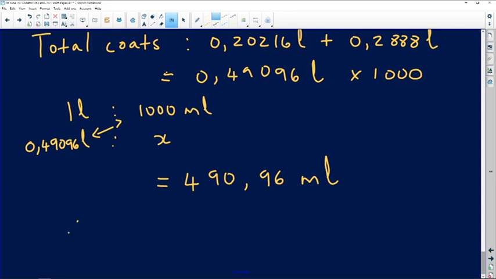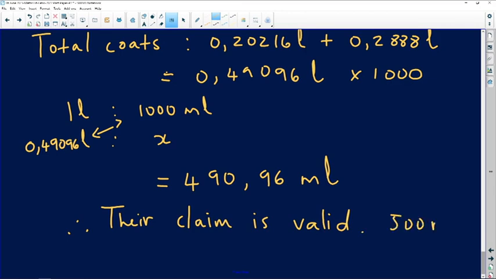Therefore, this person is correct. Therefore, their claim is valid. 500 milliliters will definitely be enough.